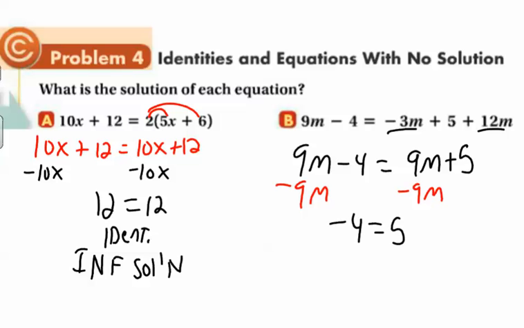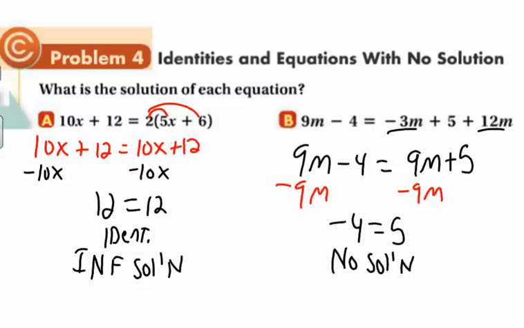Now here the same thing happened. The m's, the variables, they dropped out. Right? They dropped out. This is not an identity because negative 4 is not equal to 5. So this is just no solution.